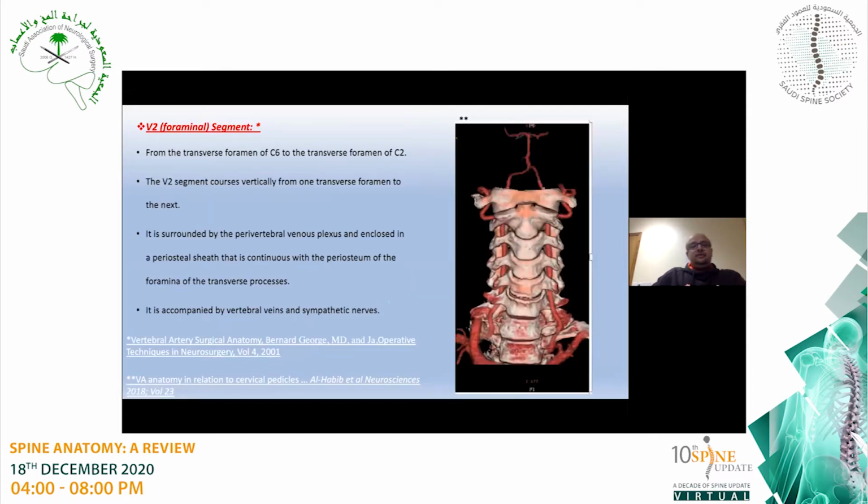The V2 segment, and most of this presentation is about the V2 and V3 segments because of their surgical importance during our surgical exposure of the cervical spine. It extends from the transverse foramen of C6 up to C2 with a lot of variations. We will come across it later. The V2 segment courses vertically from one transverse foramen to another. It's surrounded by the perivertebral venous plexus and included in a periosseal sheath that is continuous with the periosteum of the foramen and transverse process. It is accompanied by vertebral veins and sympathetic nerves.